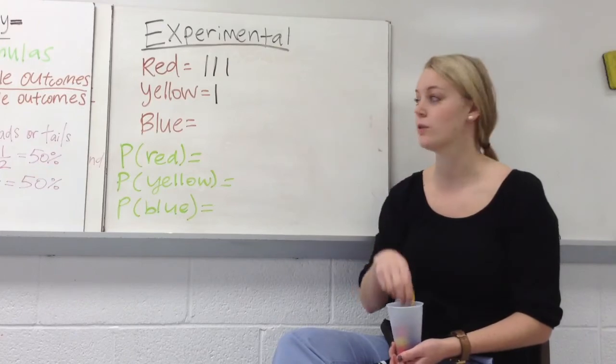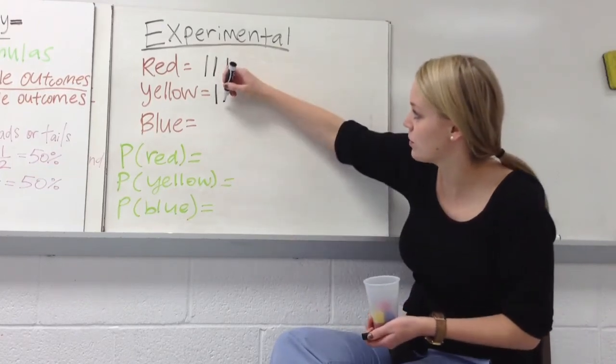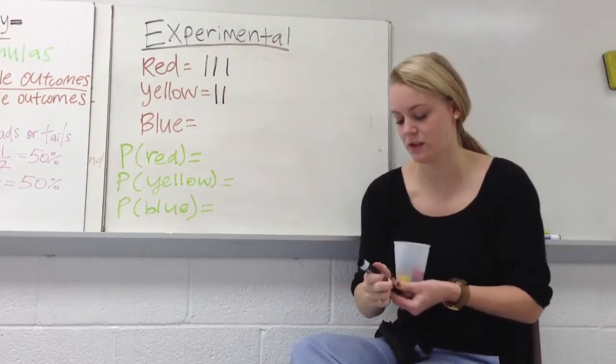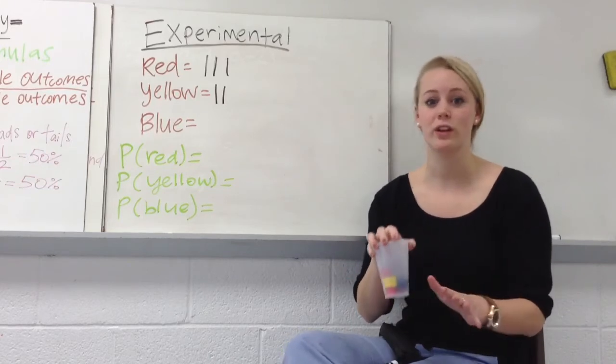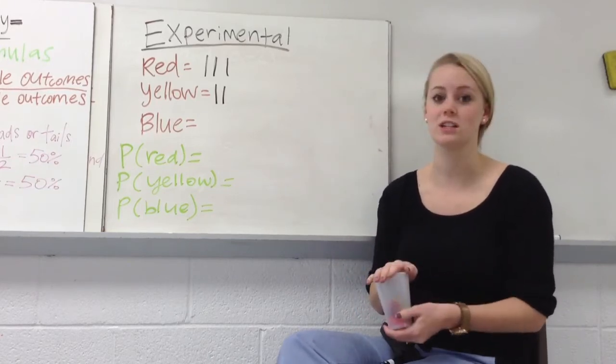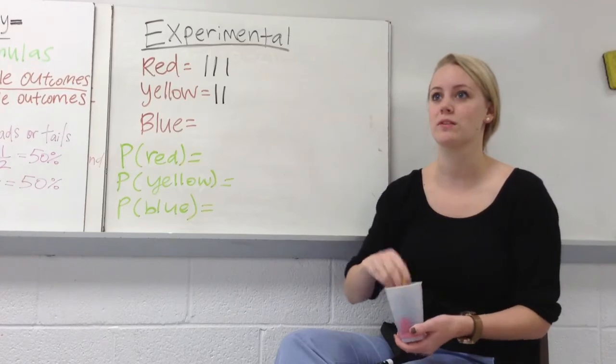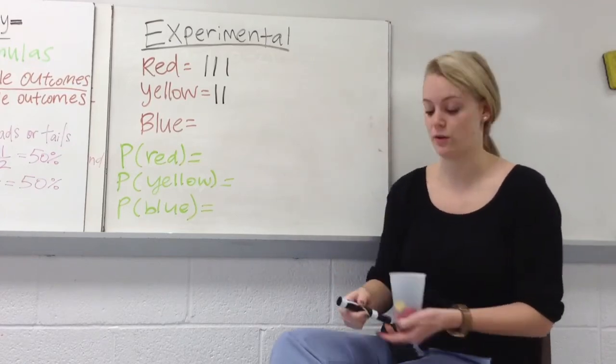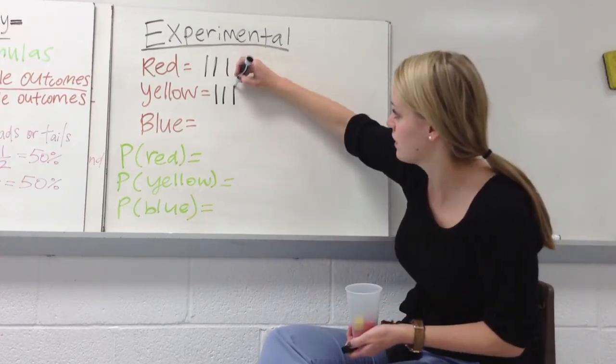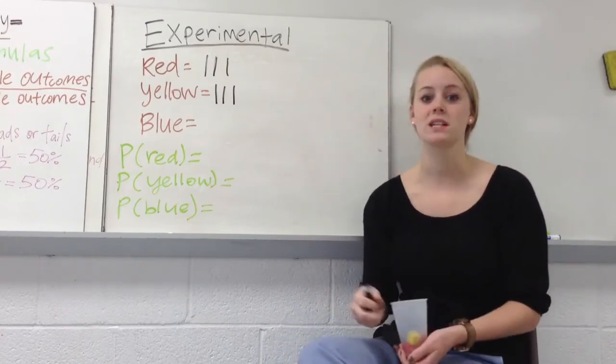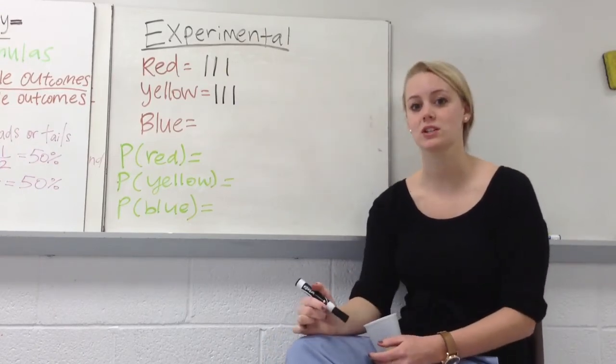I pulled a yellow, and so I put a little tally mark next to yellow. I'm not looking into the cup, so this is still really random. And I pulled out another yellow for my 6th trial. Okay, so I just performed this experiment 6 times, so that means 6 trials.